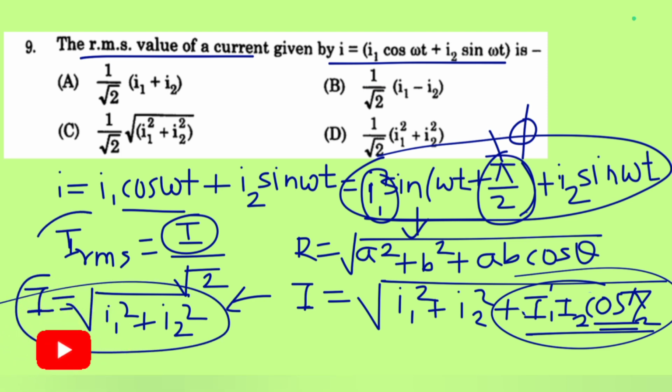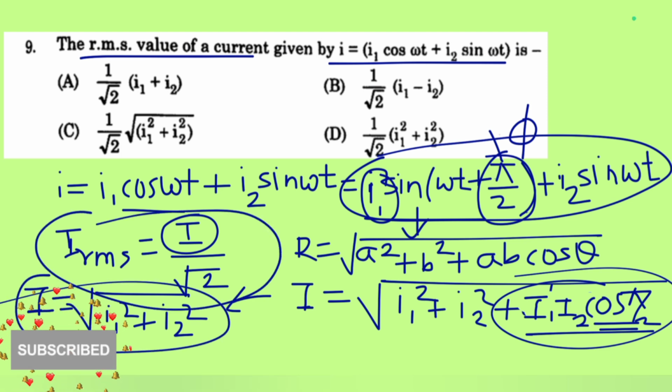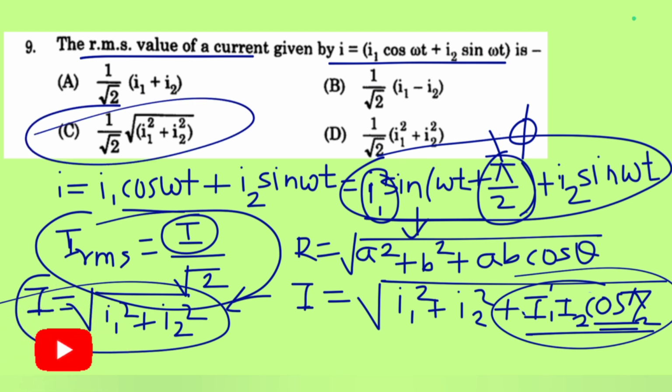So how can I calculate the RMS? From this relation I will put the value of I here. So what will it become? It will become I RMS equal to under root I1 square plus I2 square divided by under root 2. That is the option given in option C, and that is the answer we have to pick as the correct answer of this question.